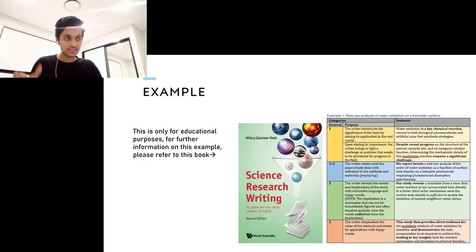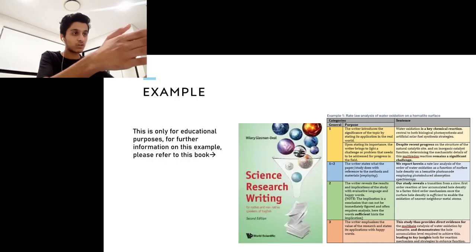Okay. Now, in the second section, the writer states what the paper or study does with reference to the methods and materials. We report herein a rate law analysis. So this is what the paper does. They're reporting a rate law analysis, employing photo-induced absorption spectroscopy.